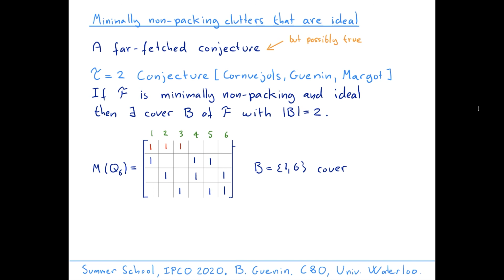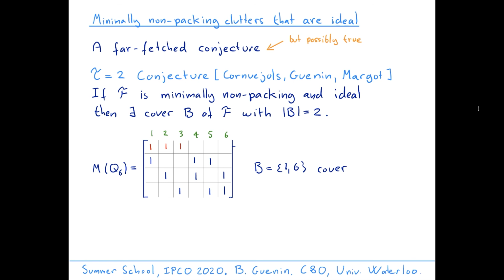Here we have Q6. We've seen that this doesn't pack. In fact, it is minimally non-packing. And we've also seen that it's ideal. And it has a cover of size 2. In fact, it has multiple. One example would be 1 and 6.